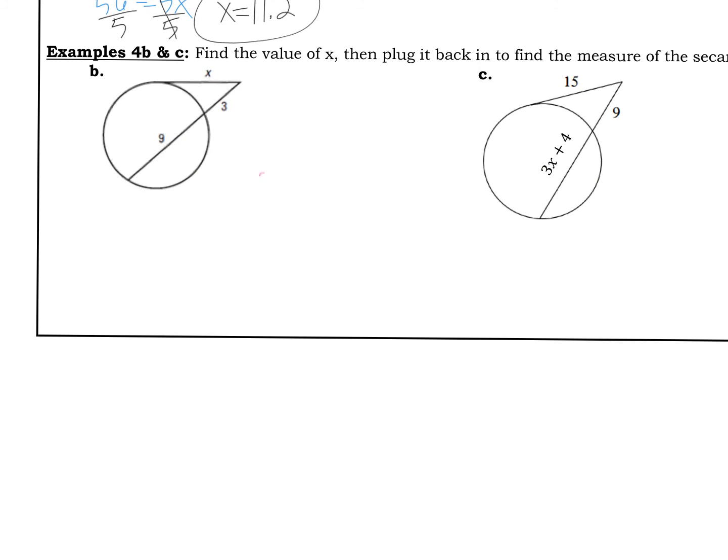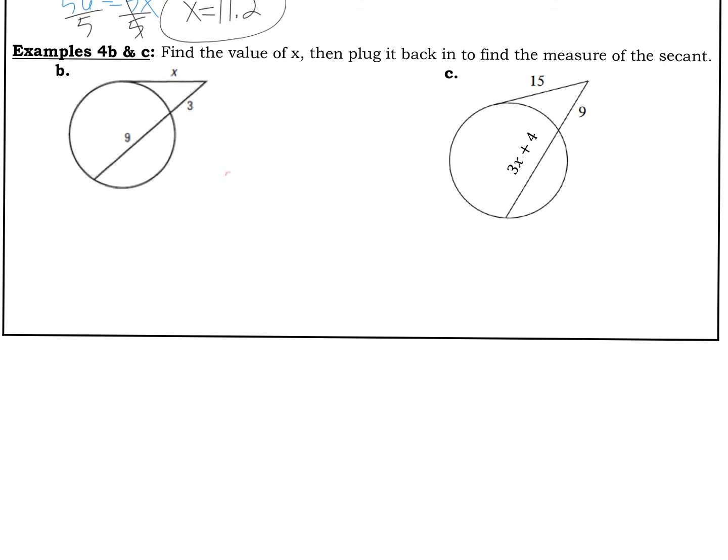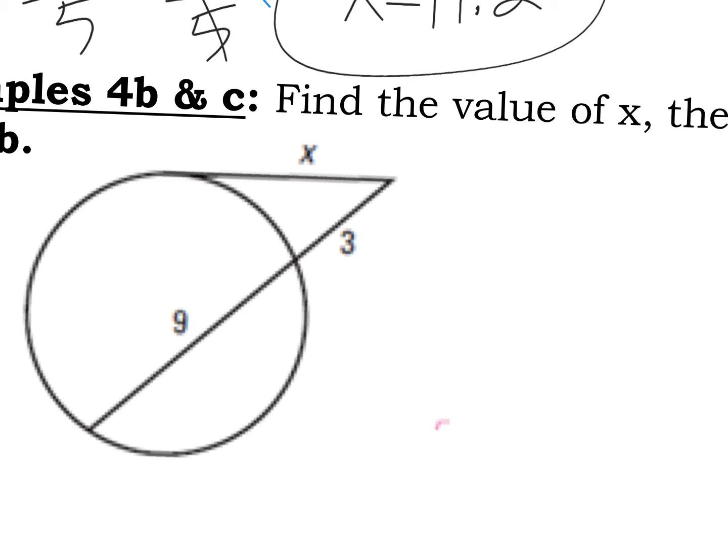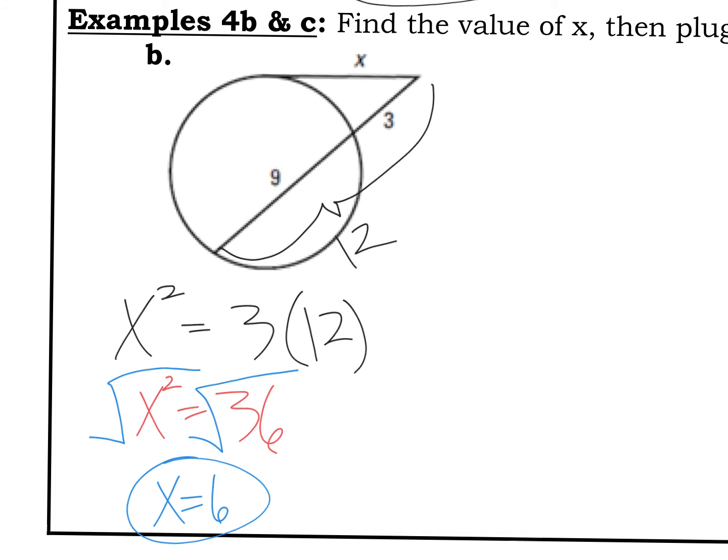So I'll do 2 more examples very similar. I'll find the value of x, and then I'll plug it back in to find the measure of the secant, or in this case, the tangent line segment. Okay, so for this setup, it was simple. Just do x squared equals the total amount, that's 12, 9 plus 3, times 3. And so 12 times 3, it's 36. So you have x squared equals 36, so you have to go backwards. That means take the square root, and the square root of 36 is 6. So this side is 6.